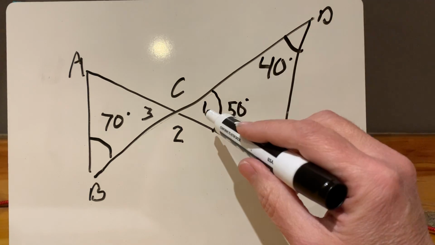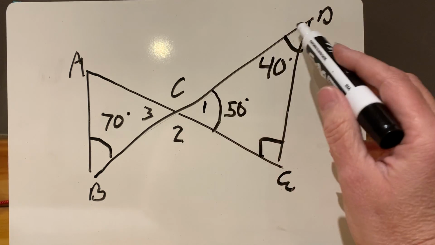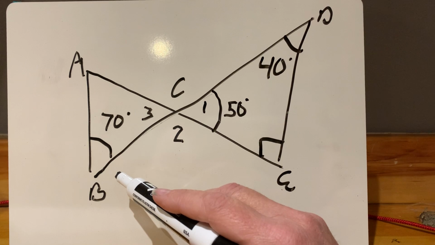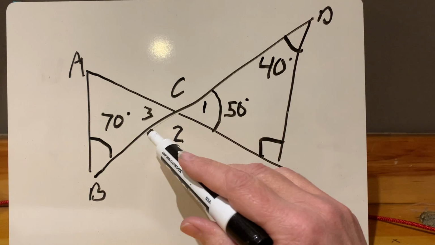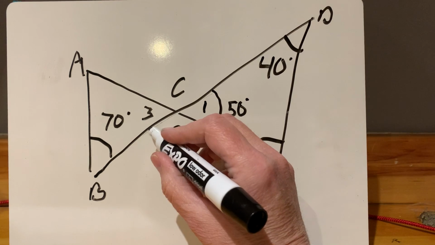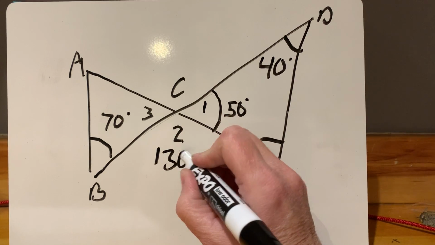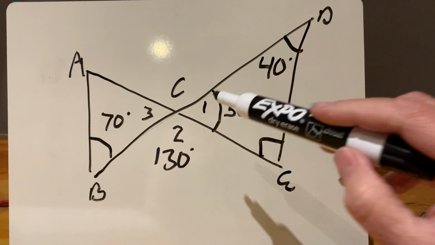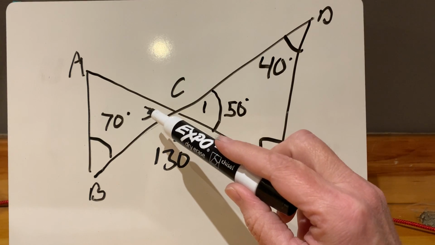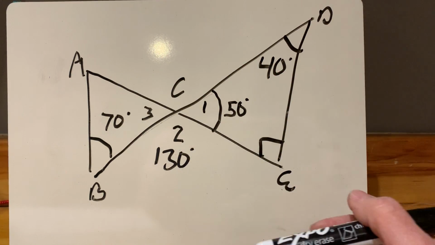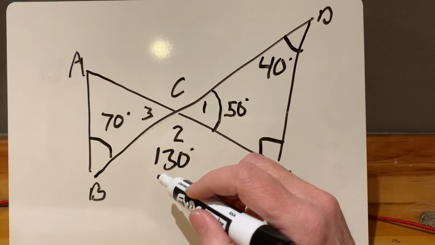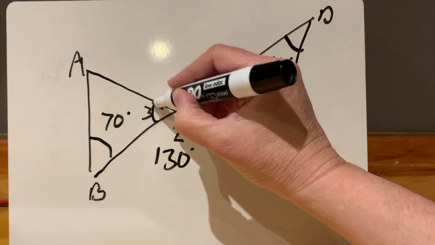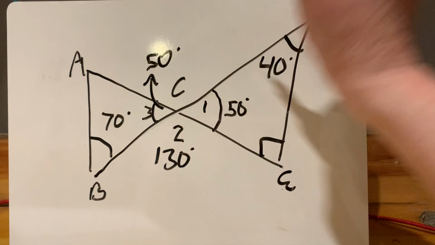Angle 1 plus angle 2 forms a straight angle. And we know again that a straight angle must equal 180 degrees. Angle 1 is 50 degrees. That would make angle 2 130 degrees. So 50 plus 130 would equal 180. Angle 2 plus angle 3 also form a straight angle, which tells us that these 2 angles combine to 180 degrees. So that would tell us that angle 3, I'm going to put an arrow up here, is 50 degrees.